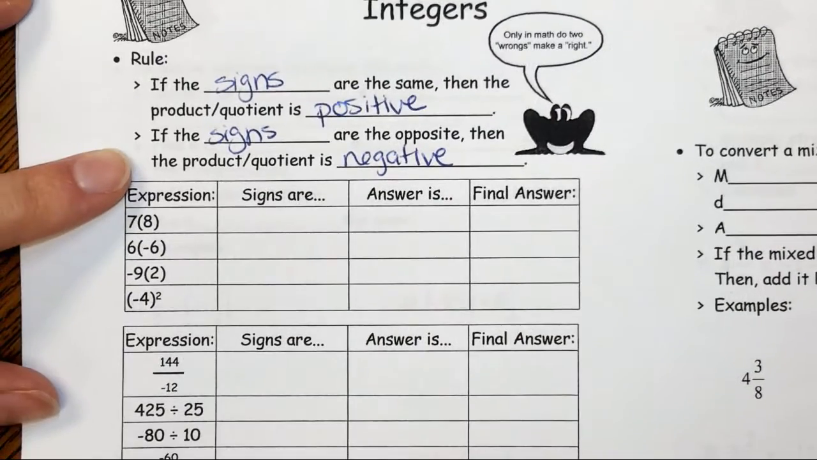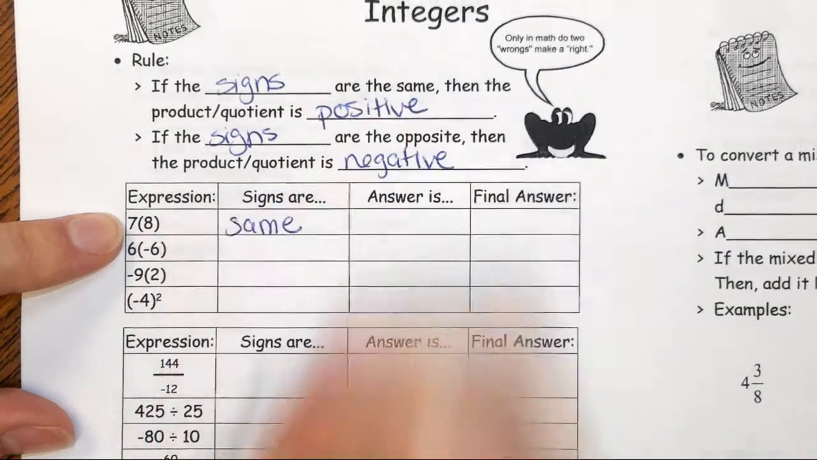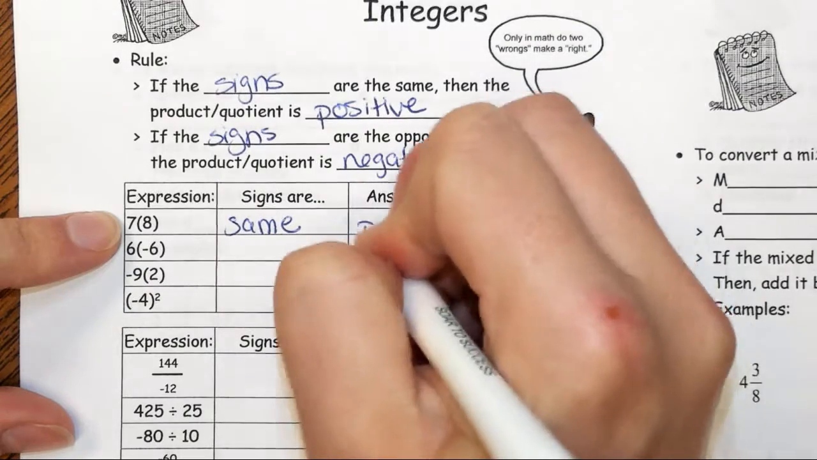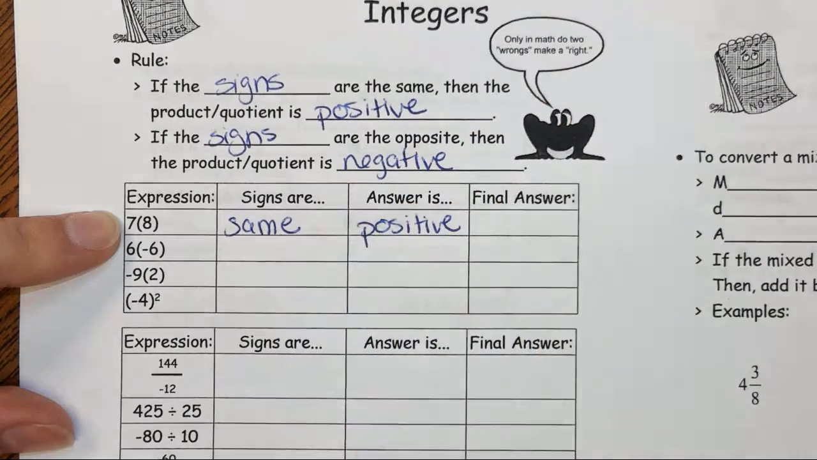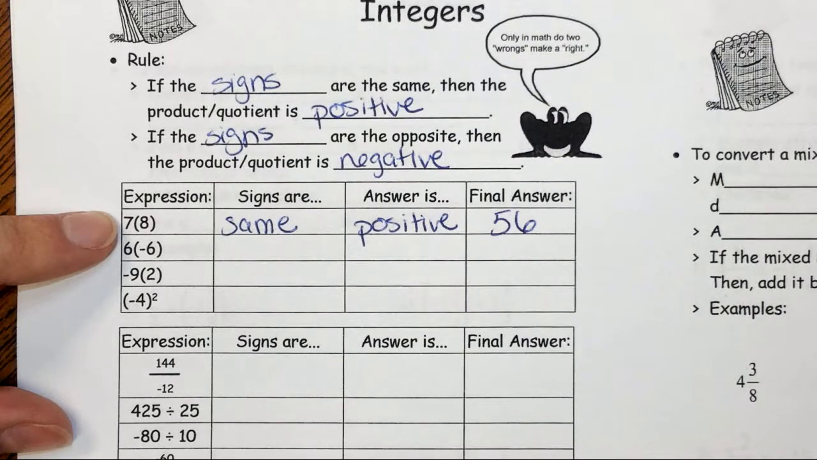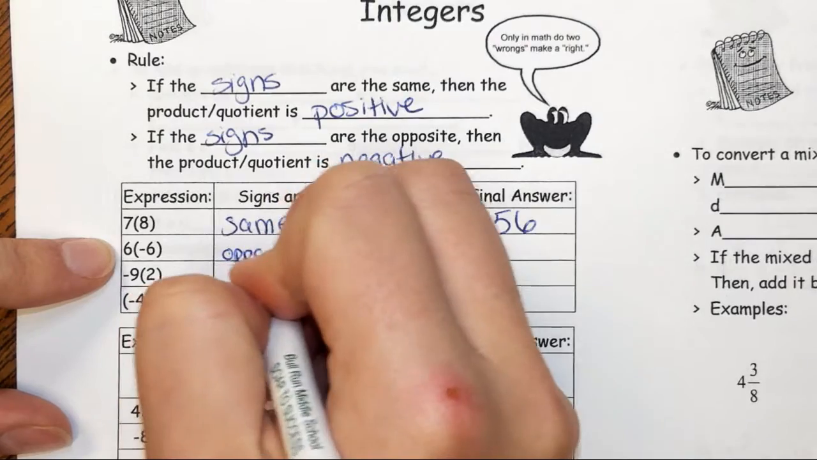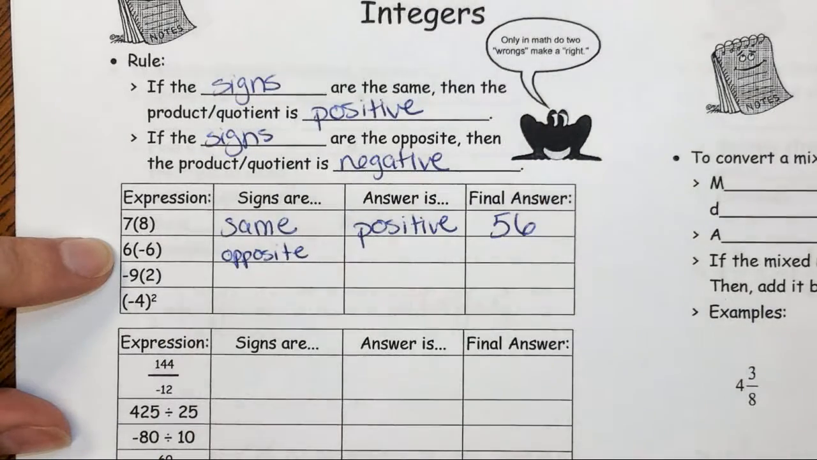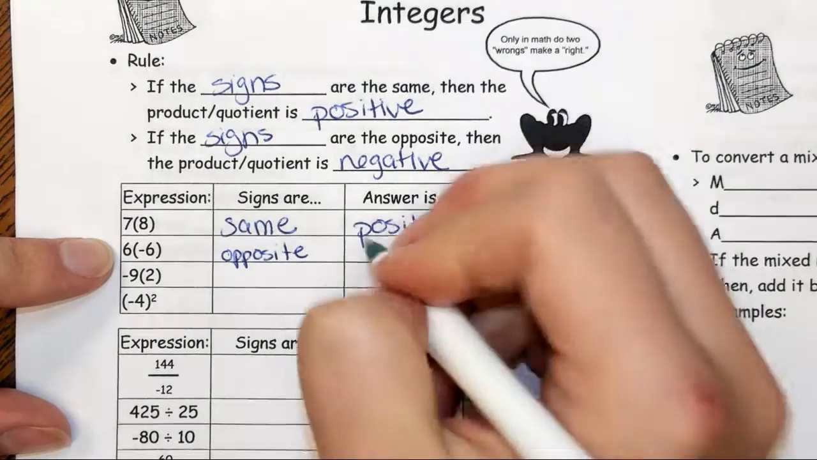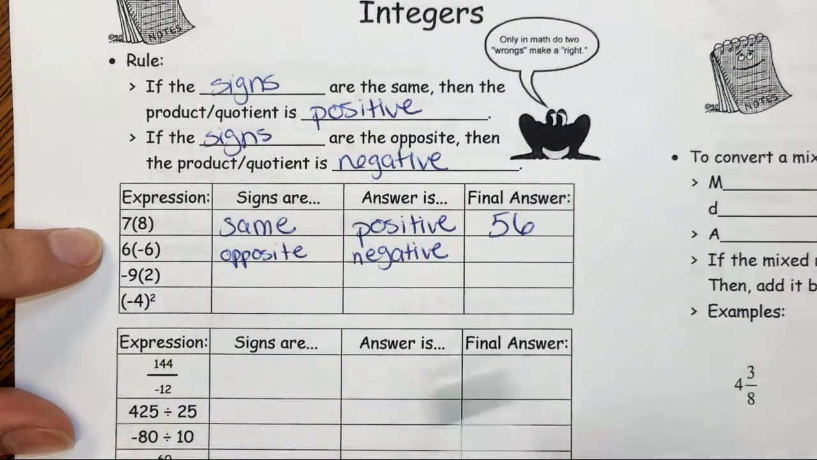All right, first expression, I have 7 times 8. Signs are the same, and they are both positive, which means my answer is positive. 7 times 8 is 56. So my answer is a positive 56. 6 times negative 6, my signs are opposite. I have 1 positive number and 1 negative number. So when my signs are opposite, my answer is negative. Multiply as usual. 6 times 6 is 36. And I have a negative 36 since my signs are opposite.